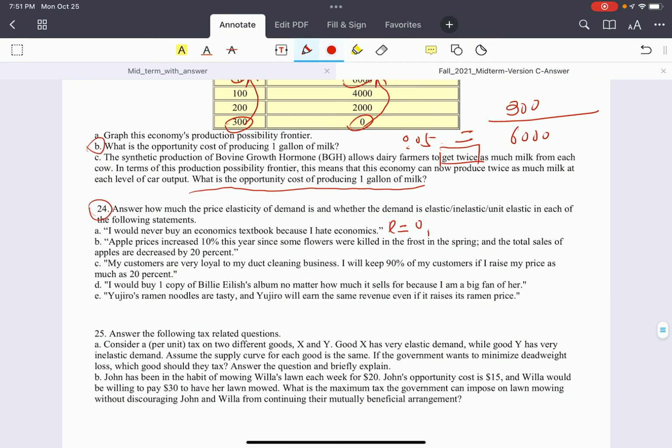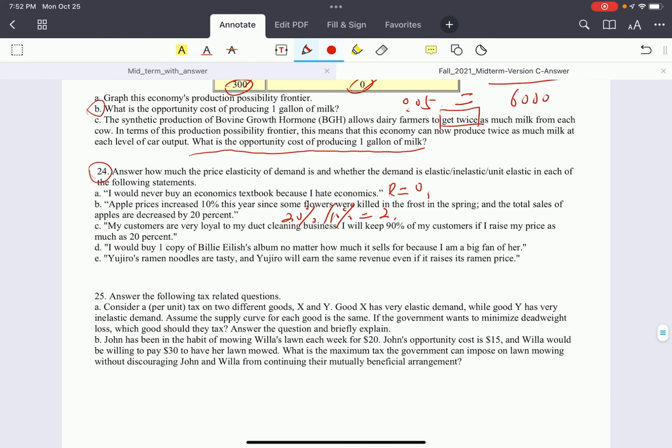Okay, B says, Apple price increases 10% and total sales of Apple decreased by 20%. Oh, this one is simple, right? You could just directly use these two numbers. So the elasticity is 2 and it's elastic. C says my customers are very loyal and I will keep 90% of my customers if I raise my price as much as 20%. So it basically means if you increase your price by 20%, you will lose 10% customer, right? So it should be 10% divided by 20%, which gives you 0.5. So it's inelastic.